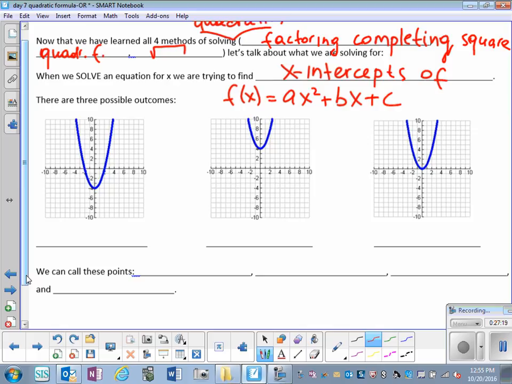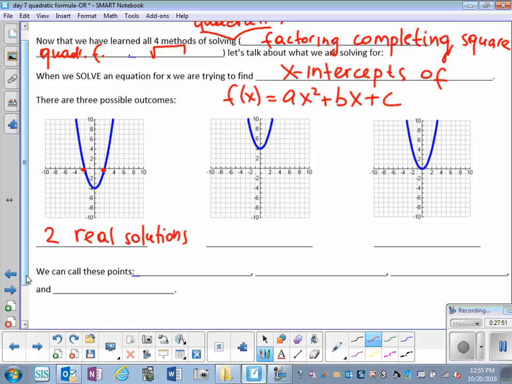When parabola has these two x-intercepts, right? It means the quadratic equation will have two real solutions. Because think about it. We are setting y to 0. We are looking for the x's, right? So we are looking for the x values for the x-intercept points, right? These are two real points on the x-axis, right? So two real solutions to our equation.